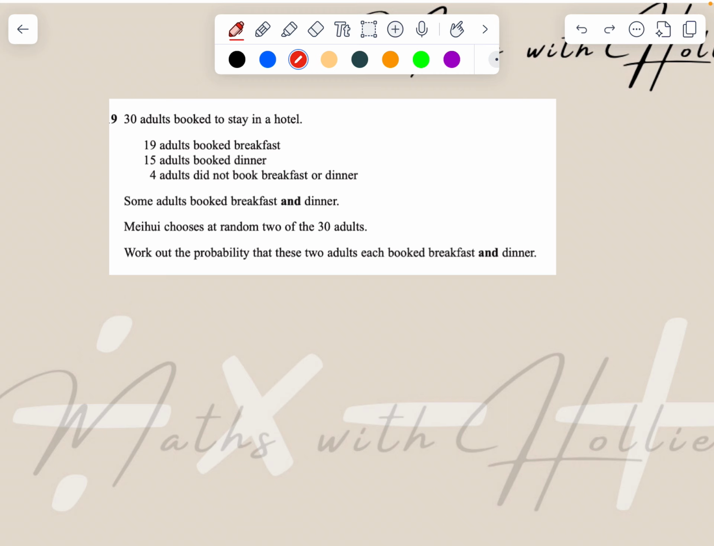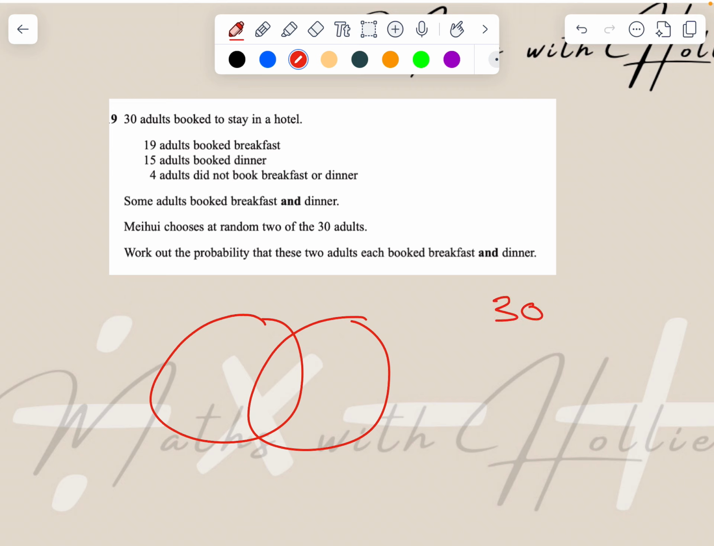So first, if you think about this, it should be a Venn diagram. Usually we start with the centre, but at the moment they haven't given us the centre. We have to work that out. How are we going to do that? Well, firstly, we know that 30 students have booked at this hotel, but 4 of them don't book anything. So that leaves 26 who have booked breakfast or dinner. So in my Venn diagram, I'm going to have breakfast, dinner, and 4 is going to be on the outside. Okay, so that's the first thing.